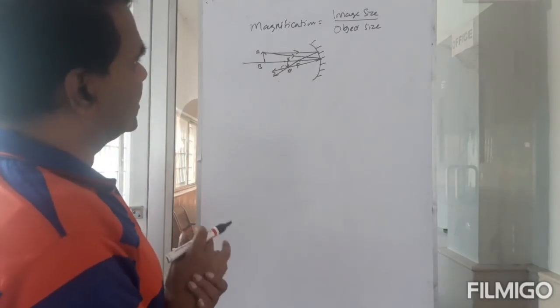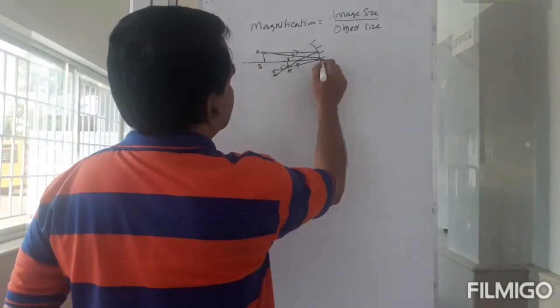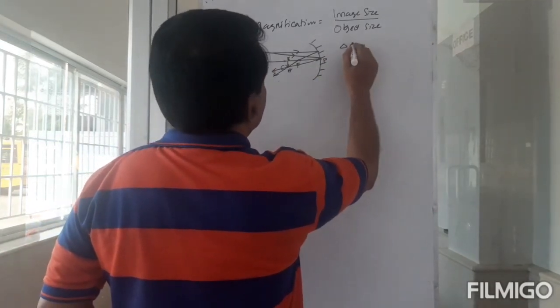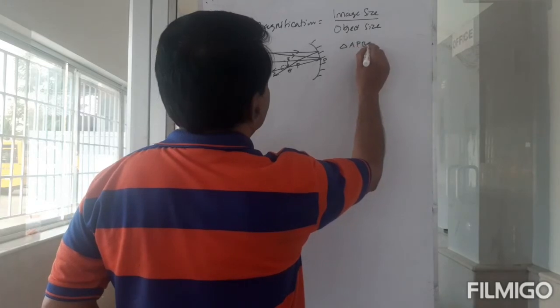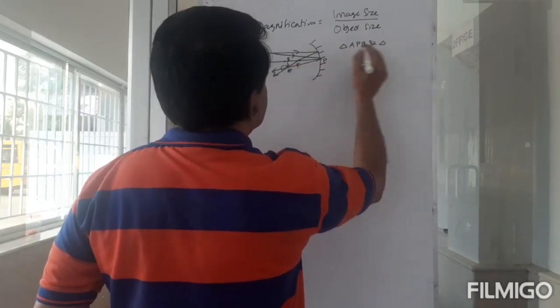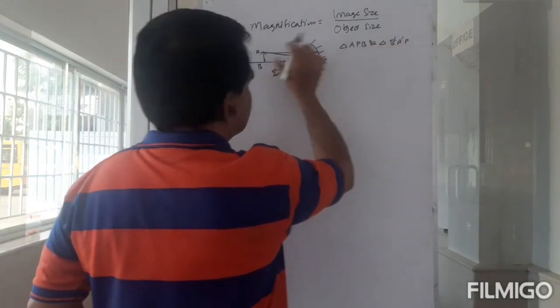When you do magnification like this, you see that these are similar triangles. Let's say this is 4. If we take triangle APB and triangle B dash A dash P, they are similar triangles.